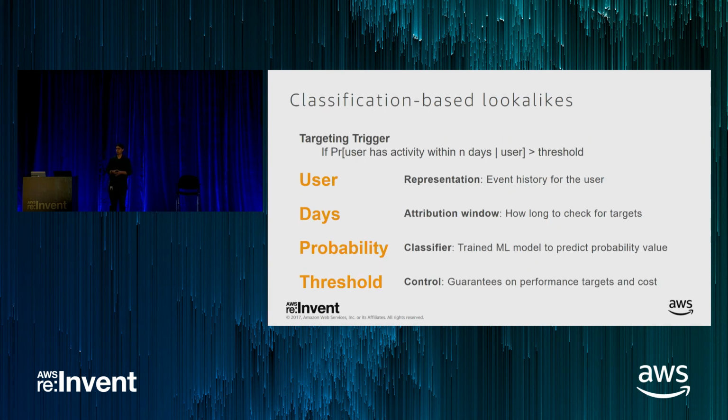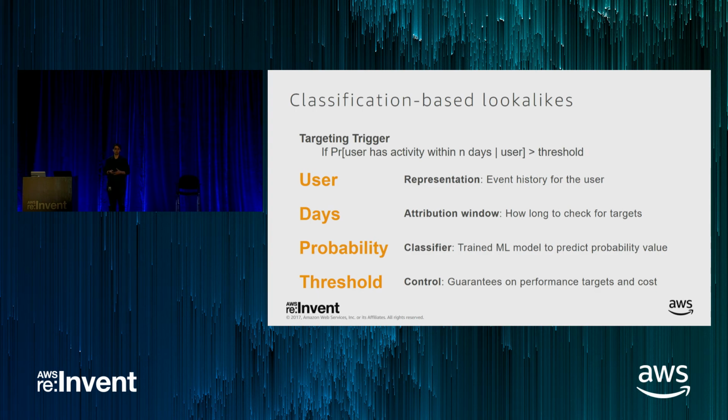So now our predictive targeting looks a lot like the trigger that we talked about before. So instead of saying, this user did or did not do something, we have a probability. We look at the probability that the user is going to take this action in some number of days in the future. And if that's bigger than a specific threshold, we're going to show the ad. So that's a fairly complicated statement, so we're going to break down all the different pieces.